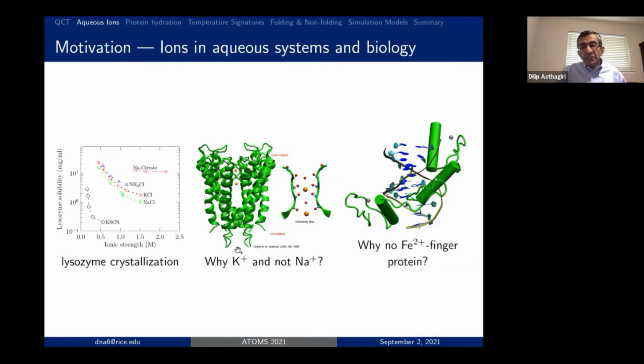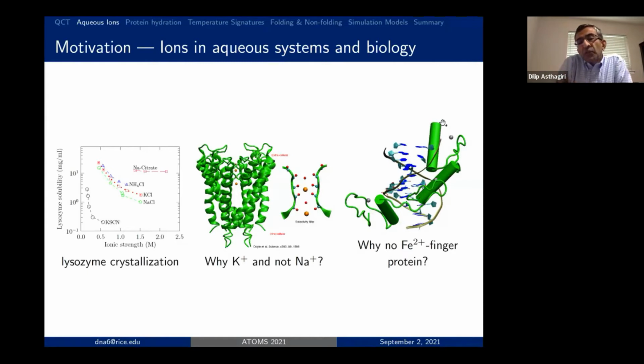The problems that were of interest to me were understanding why, for example, the KCSA potassium channel, which is there in all of the excitable cells in our body, allows potassium to go through and not sodium. And why zinc fingers, another problem we were looking at, bind zinc but not iron or cobalt. Iron is far more bioavailable than zinc, but still Mother Nature figures out how to avoid iron in a zinc finger protein. So what is the physics in these systems?